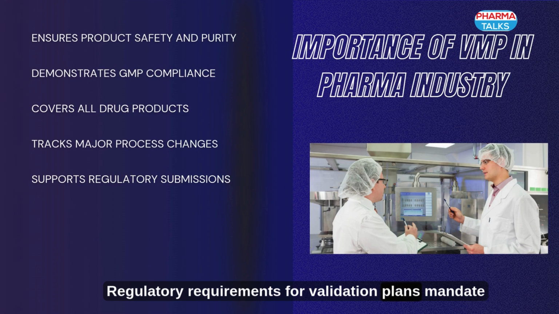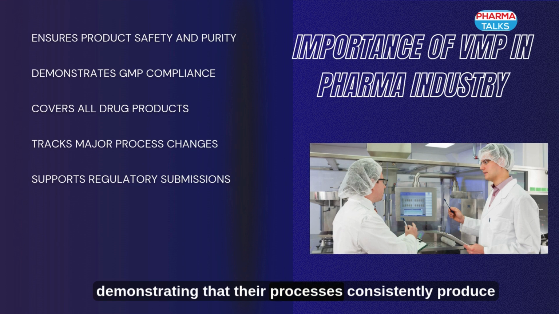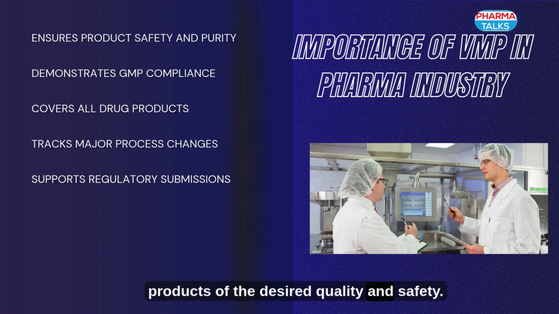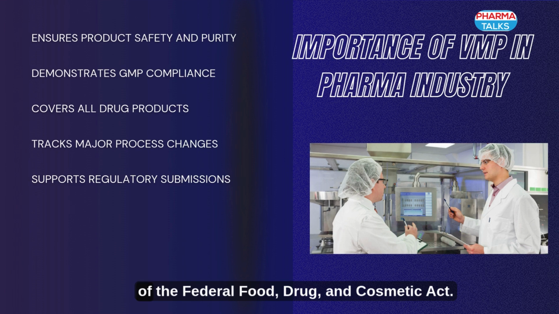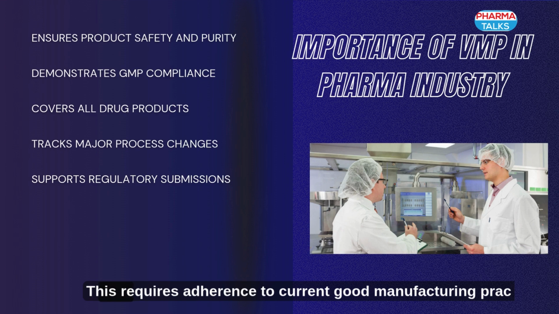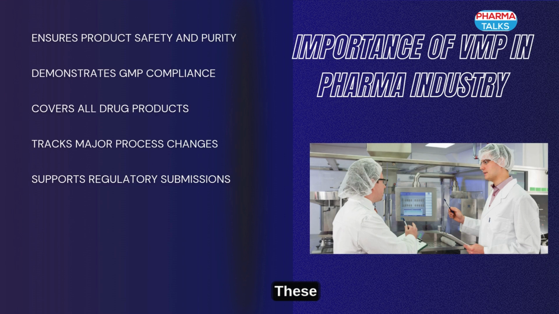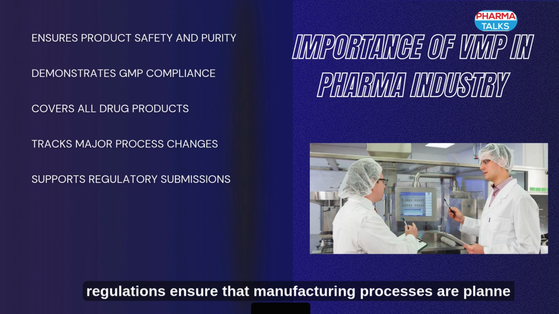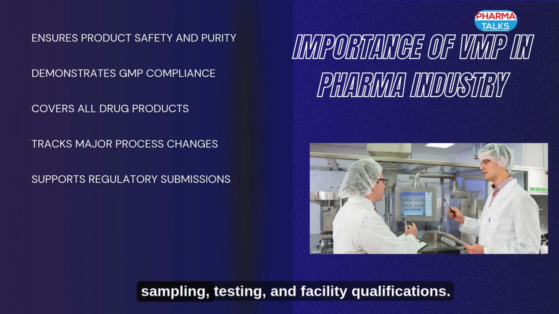Regulatory requirements for validation plans mandate that pharmaceutical companies provide evidence-based justifications demonstrating that their processes consistently produce products of the desired quality and safety. According to the FDA, process validation for drugs is mandated by law under Section 501(a)(2)(B) of the Federal Food, Drug, and Cosmetic Act. This requires adherence to current good manufacturing practice, CGMP regulations, outlined in 21 CFR Parts 210 and 211. These regulations ensure that manufacturing processes are planned and monitored to consistently meet product quality standards, covering process validation, sampling, testing, and facility qualifications.